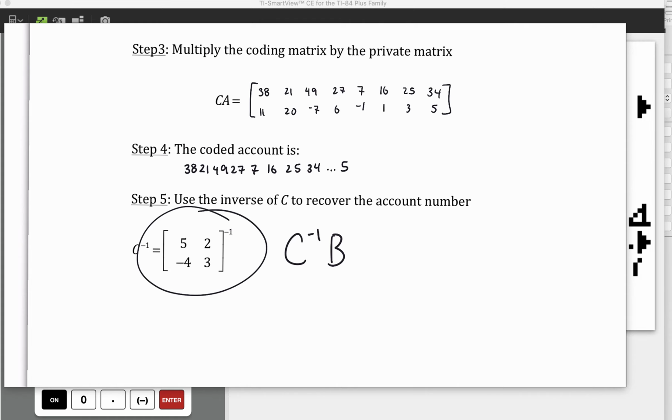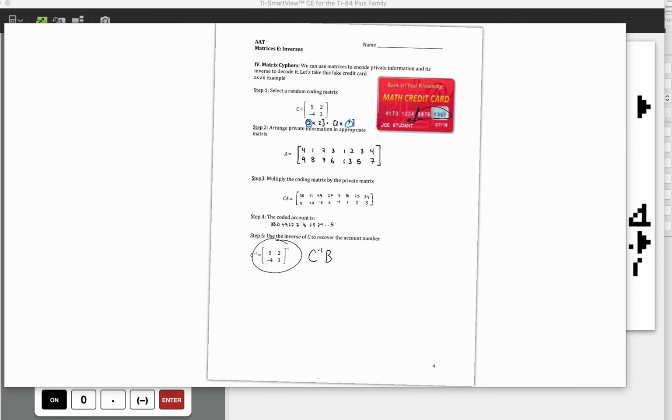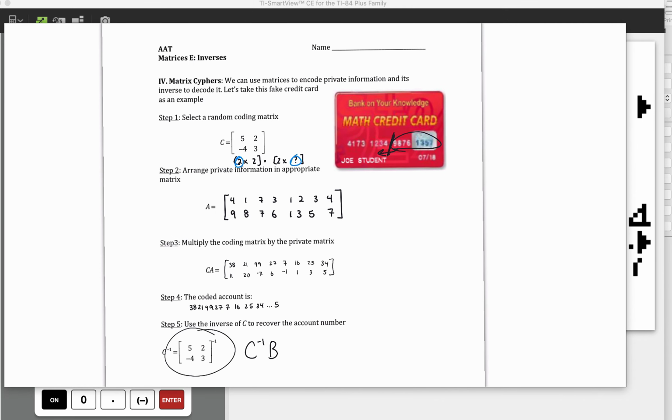So the inverse here helps us to find out what our account number actually is, to recover it. And that is the conclusion of this. Have a great matrix day.